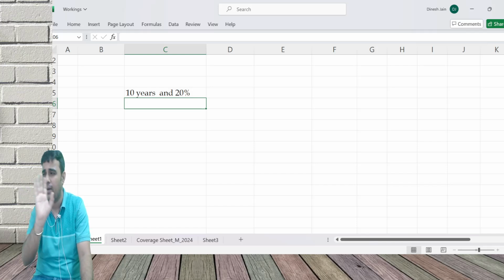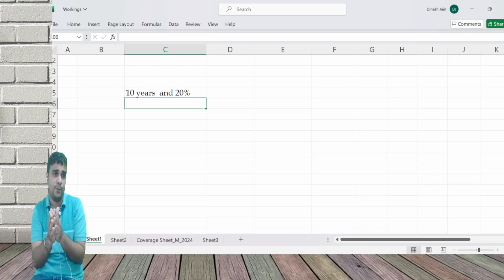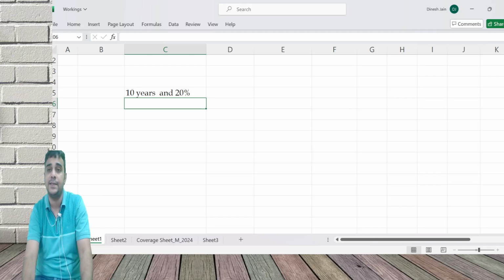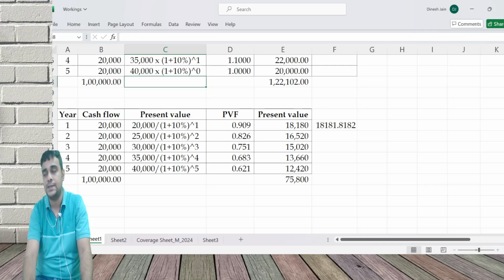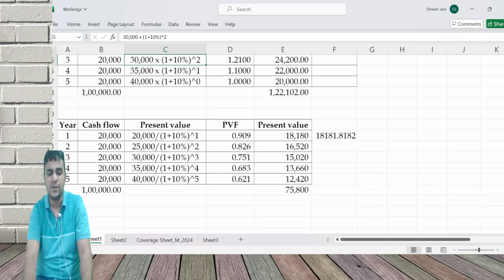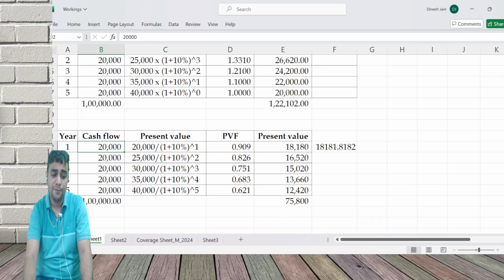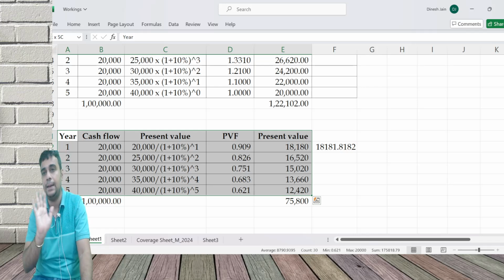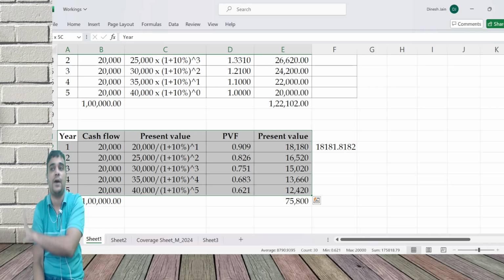I'll come to the formula and everything in some time. I'm broadly explaining the purpose of annuity. The purpose of annuity is very simple. If the amount is the same, then I need not prepare a lengthy table like this. That's the only purpose of annuity.